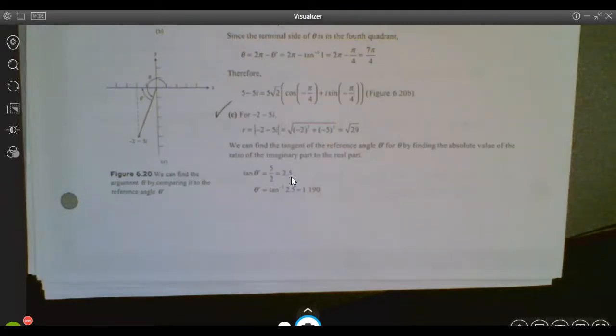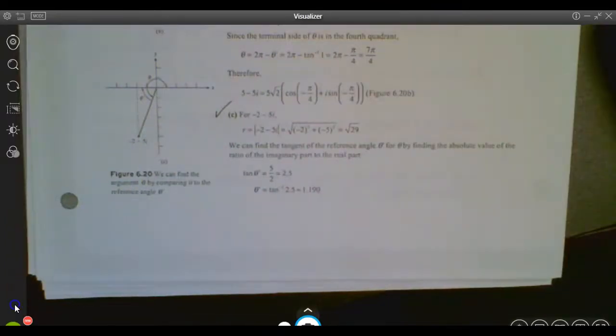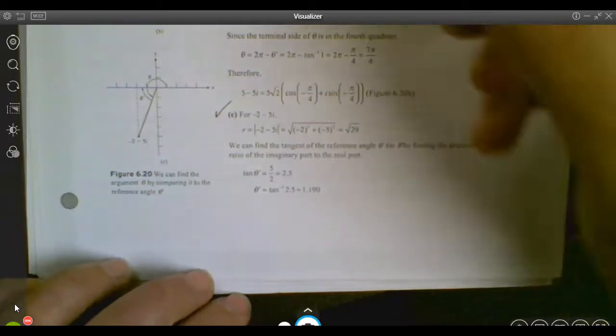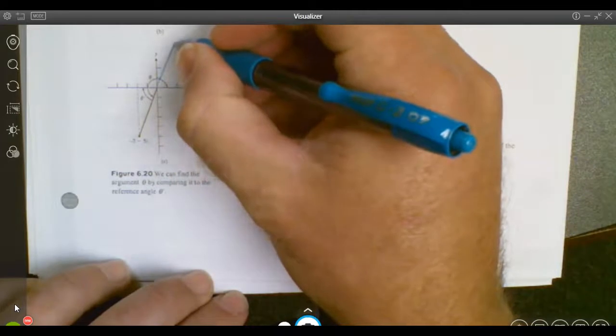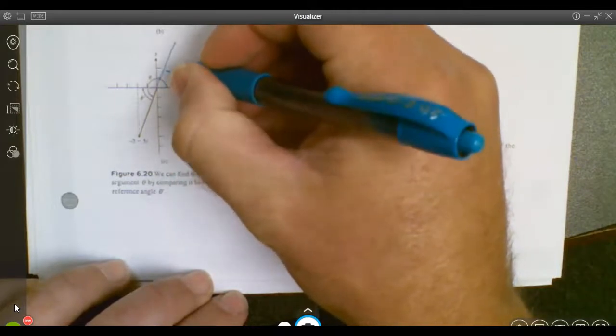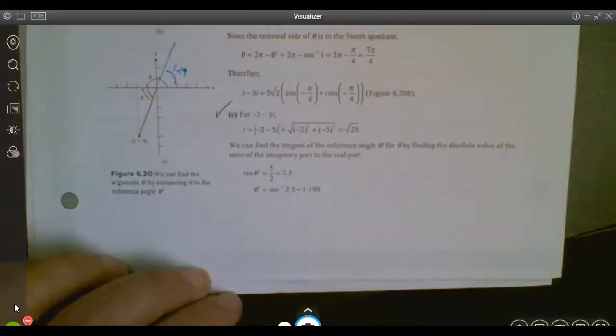Here's where you have to understand what quadrant you are in order to write your answer, right? 1.19 would put us right here, right? So if we just looked at that as 1.19, we have to understand that that's just our reference angle. So this right here is 1.19 radians. So that's the reference angle.